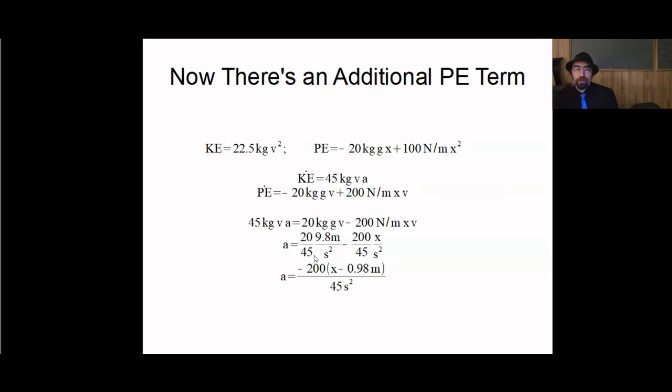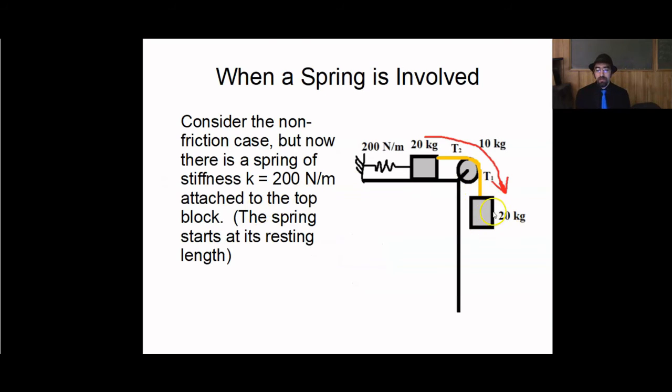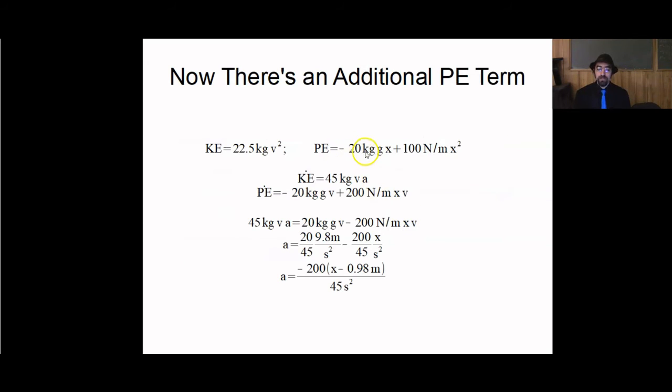So now we have an additional potential energy term. Kinetic energy is still the same as what we had before, 22.5 kilograms times v squared. The potential energy of this block is negative 20 kilograms times g times x, because as x moves forwards, the block moves downwards. Now you have an additional 1/2 kx squared from the spring. So it's negative 20 kilograms times g times x plus 100 newtons per meter, 1/2 k, times x squared.